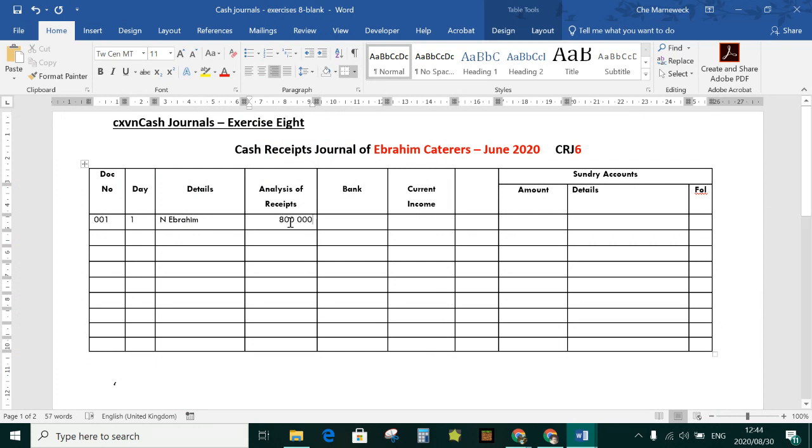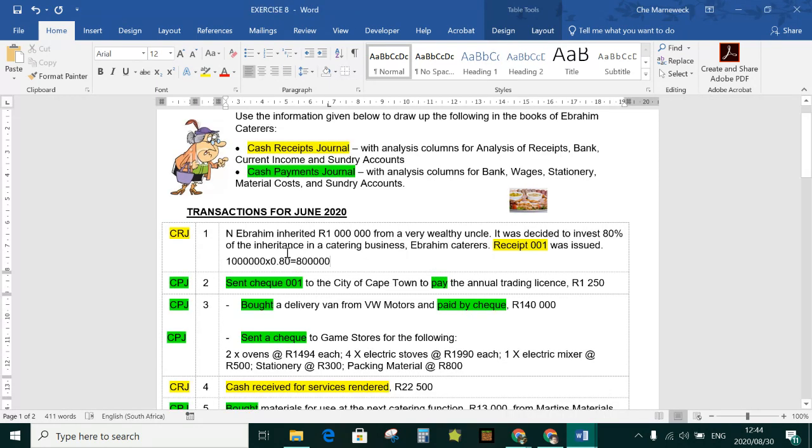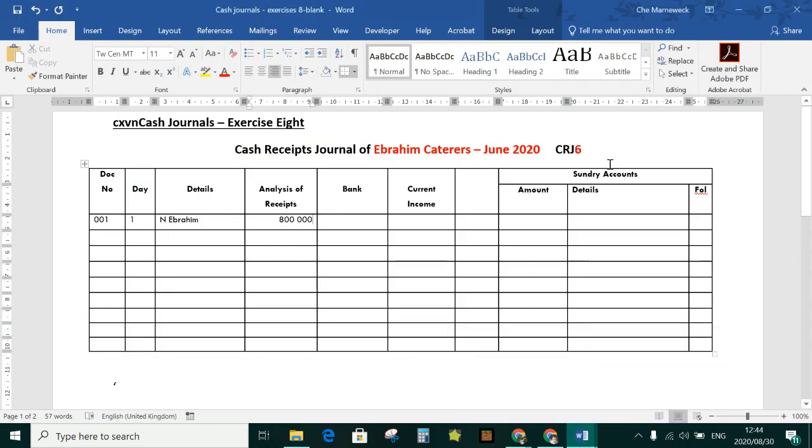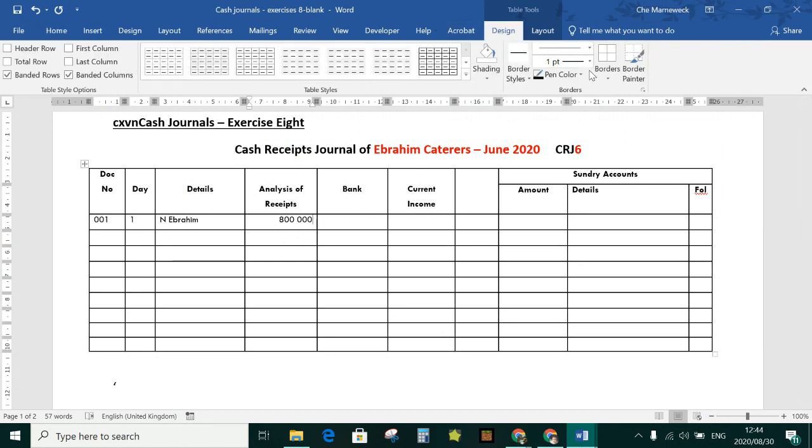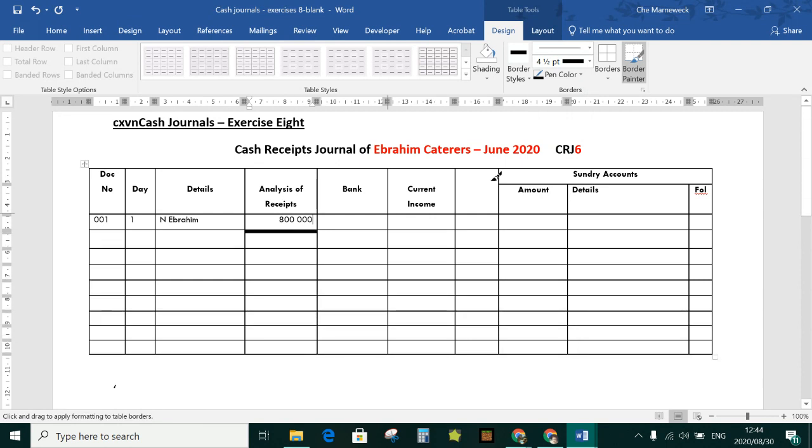We have a look. It's the end of day 1. Do we receive any more money on day 1? No, we do not receive any more money on day 1. So you get out your ruler. We are going to underline analysis of receipts. We then deposit that money into our bank account. Remember, we only go to the bank once a day. We don't go after each transaction.